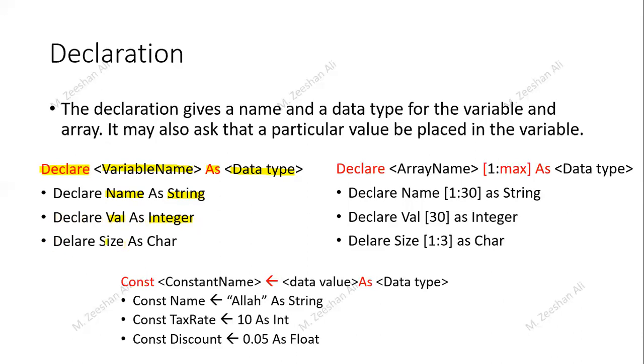And in the same way, declare size as char, because usually when you go to the market to purchase, for example, you are buying a cup of ice cream. So there are three different sizes available: the small, medium, and the large. So when we have only one letter to be stored, S for small, M for medium, L for large, it is better to declare it as char. Okay, so this is the way how we declare any variable.